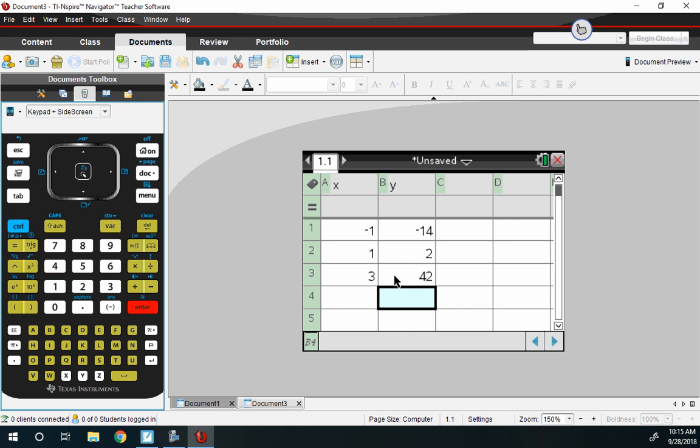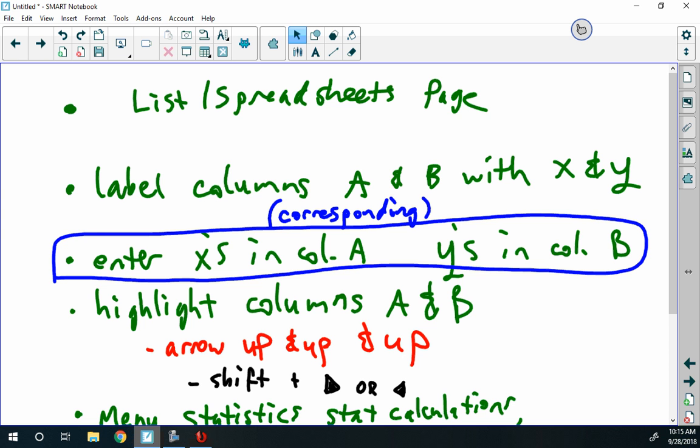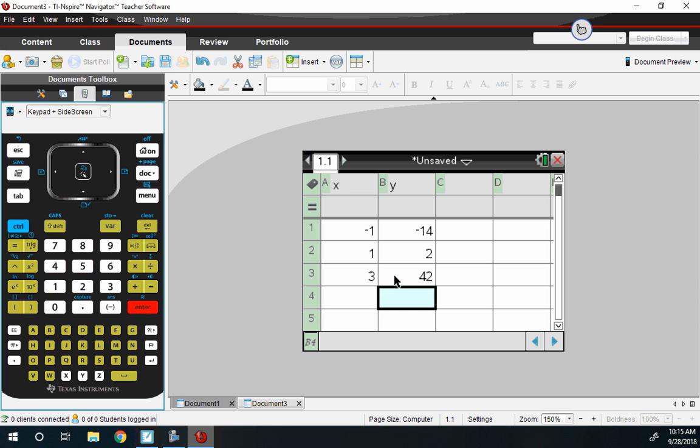To highlight the columns, the procedure here says arrow up and up and up. I know it sounds redundant, but I'm going to arrow up, and I'm looking for the column to be highlighted. Well, I'm arrowed all the way to the top and it's not highlighted. Guess what I got to do? I got to arrow up again. And oh, now it's highlighted. Do you see why I said it 3 times now?